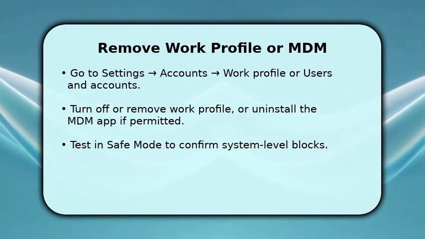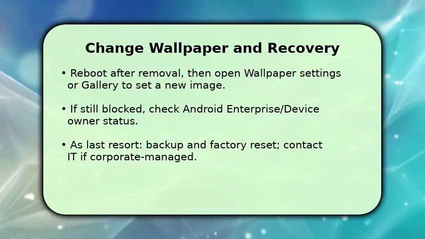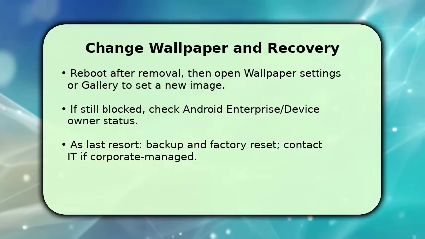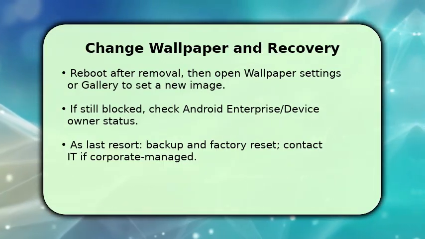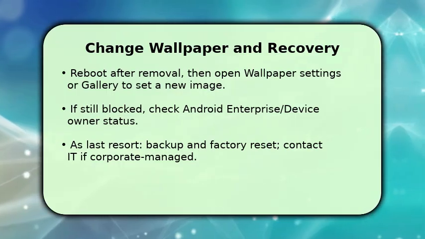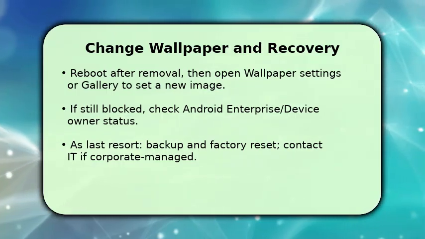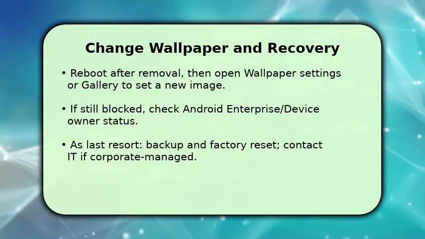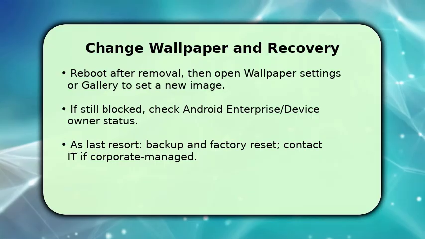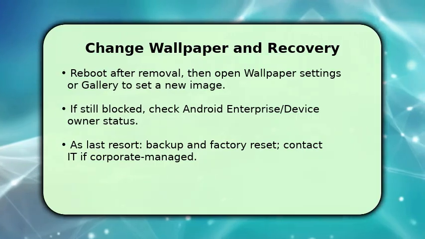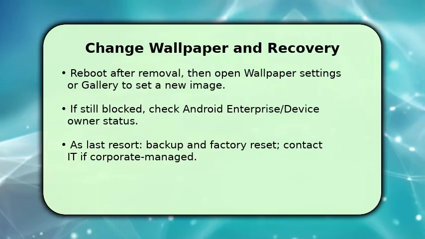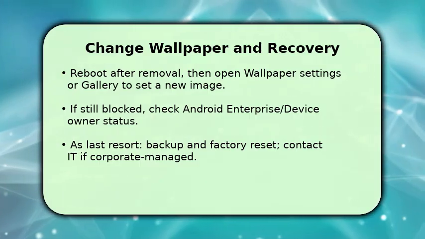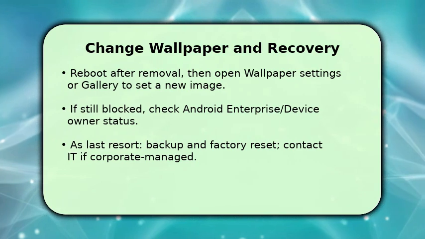Finally, reboot the phone to clear policy caches, then open Settings, then Wallpaper, or use the gallery to set your new image. This should now work. If the option remains grayed out, verify Android Enterprise or device owner status. Those are root-level controls that only IT can change. As a final troubleshooting step, back up your data and perform a factory reset if the device is personally owned. Otherwise, contact your administrator. If anything goes wrong, restore the MDM or re-enroll the work profile.